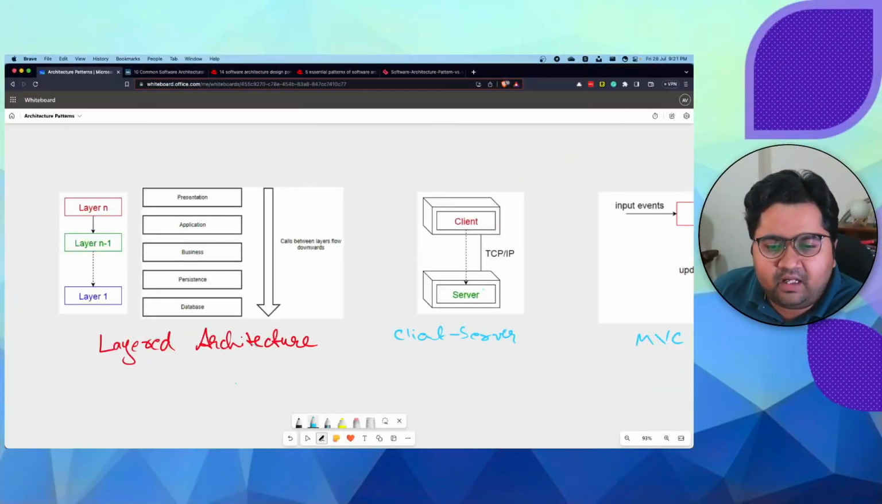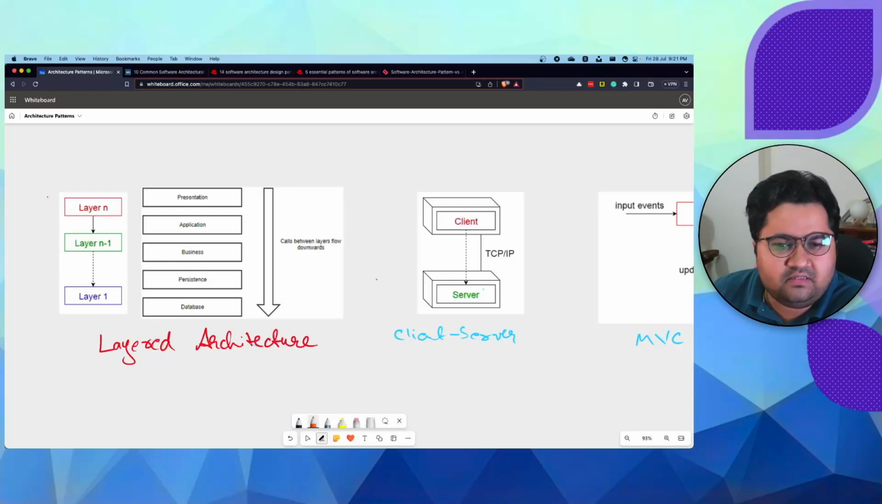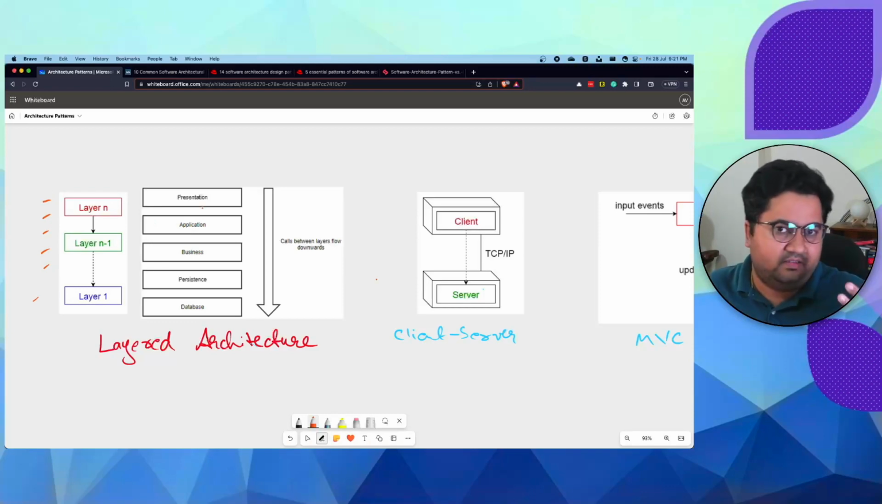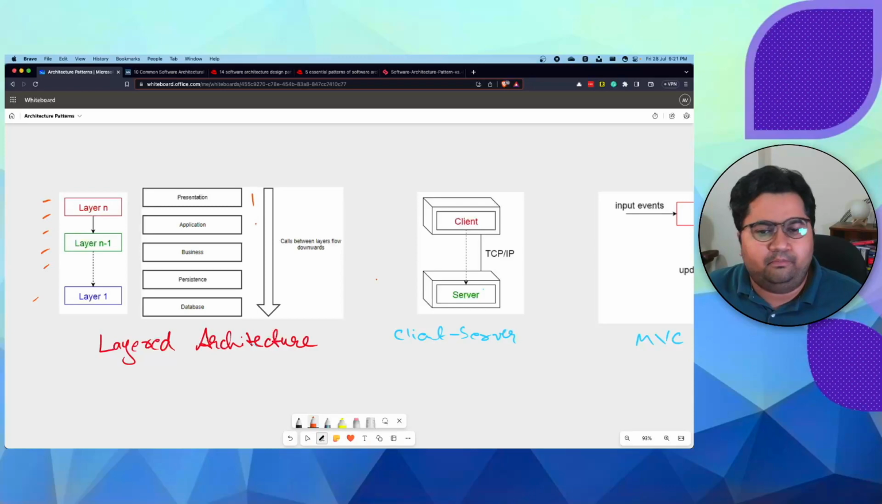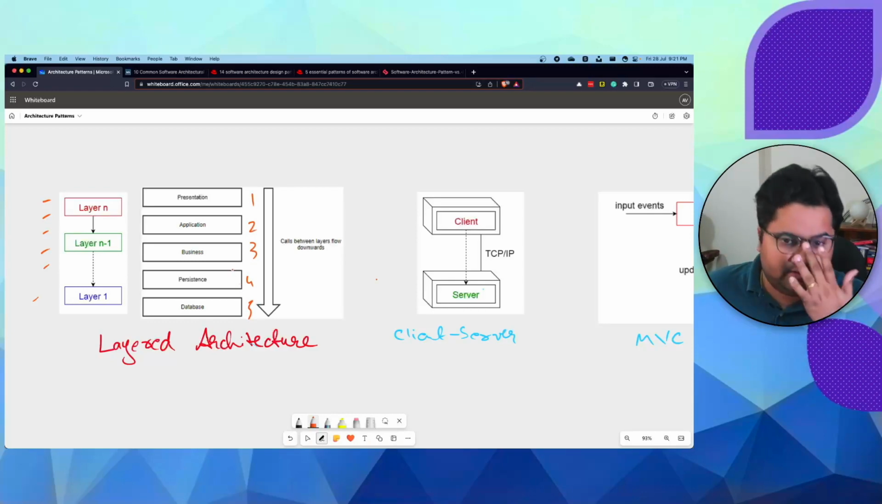So the first pattern that I want to talk about is layered architecture. Now, how do we define layered architecture? There are multiple different layers in your system, layer 1 to layer n, and these could be different layers, right? This is just one example where you have a presentation, application, business, persistence, and a database layer. You could have more layers into it, right?